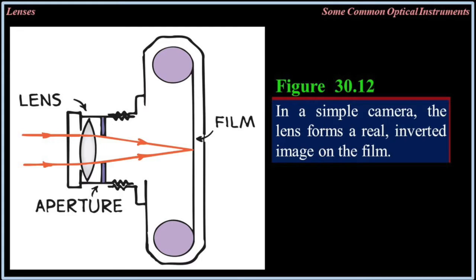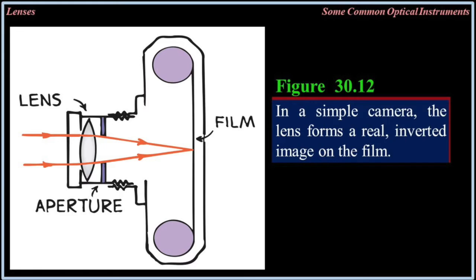In practice, most cameras make use of compound lenses to minimize distortions called aberrations. The amount of light that gets to the film is regulated by a shutter and a diaphragm. The shutter controls the length of time that the film is exposed to light. The diaphragm controls the opening that light passes through to reach the film. Varying the size of the opening, the aperture, varies the amount of light that reaches the film at any instant.